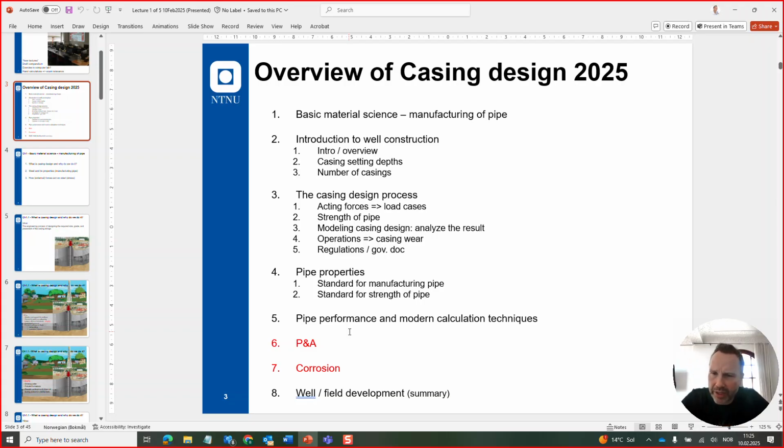techniques. This one is, well, one of my beloved parts of this class. Last year we added P&A and what it means to casing design, and we also added the topic of corrosion and how we deal with casing design and the difference between a field development and looking into each individual well.